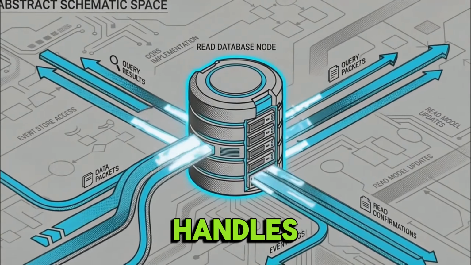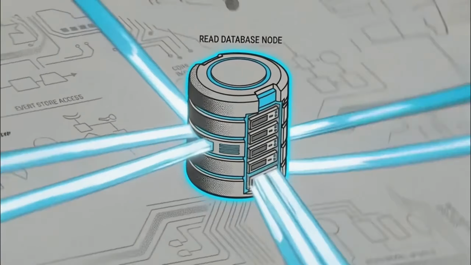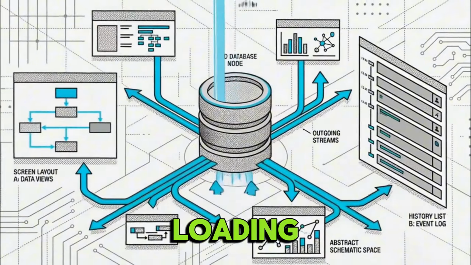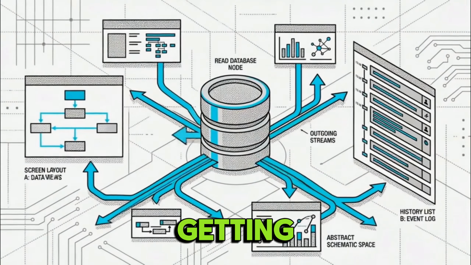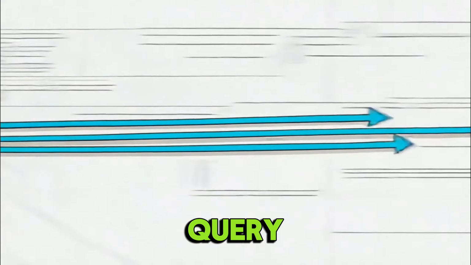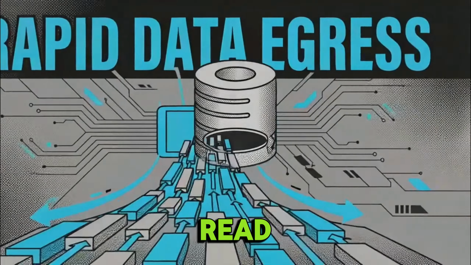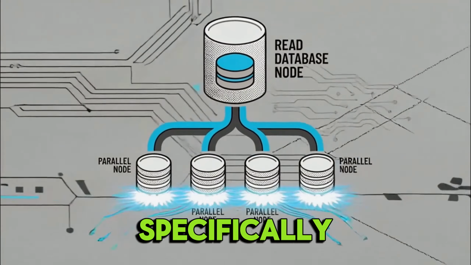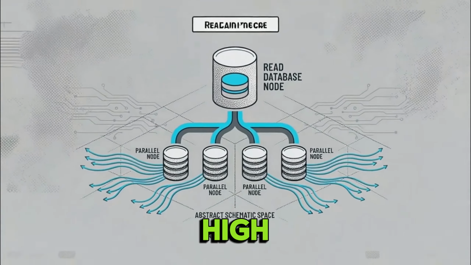The query side handles everything that reads state. Fetching your home screen is a query. Loading your watch history is a query. Getting your recommendation feed is a query. These operations read from a read database that is optimized specifically for fast reads at high concurrency.